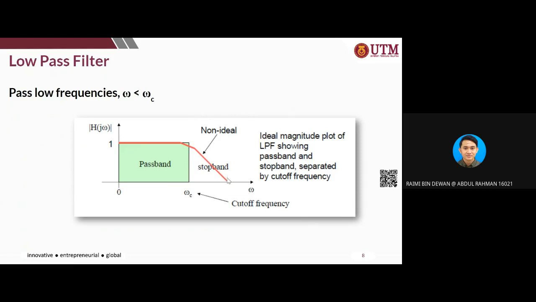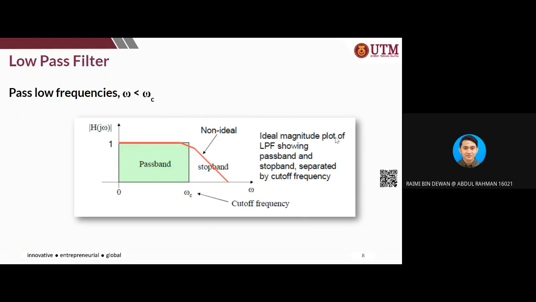The practical filter can also be referred to as non-ideal, and the ideal, of course, is the green one. This is our pass band region, and this is our stop band region. And this omega c is the value where the gain is reduced by a factor of 1 over square root of 2.